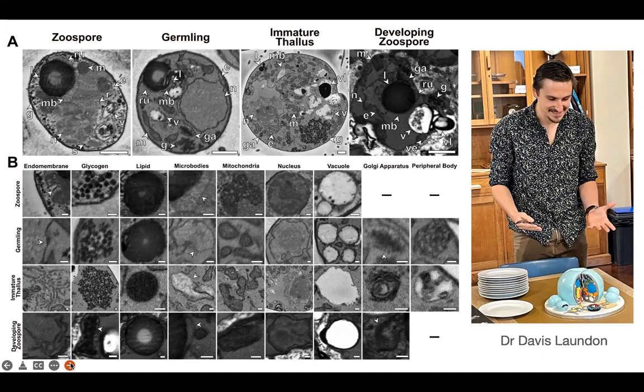This is just an example of the zoospore, the germling, the immature thallus, and then we've got a developing zoospore inside a zoosporangium. And then Davis has to find all the structures: endomembrane, glycogen, lipids, mitochondria, nucleus, vacuoles, Golgi, and peripheral bodies. He finds all these things and puts them together.